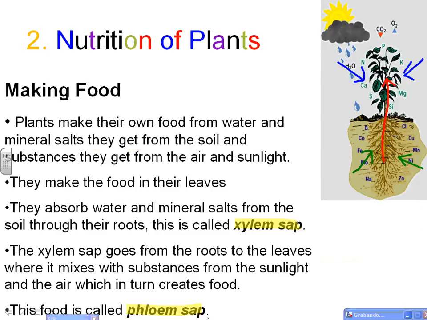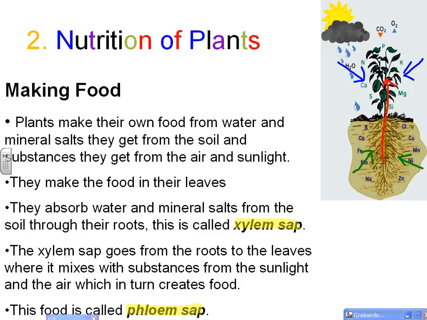Nutrition of plants. Making food. Plants make their own food from water and mineral salts they get from the soil and substances they get from the air and sunlight. They make the food in their leaves. They absorb water and mineral salts from the soil through their roots. This is called xylem sap.